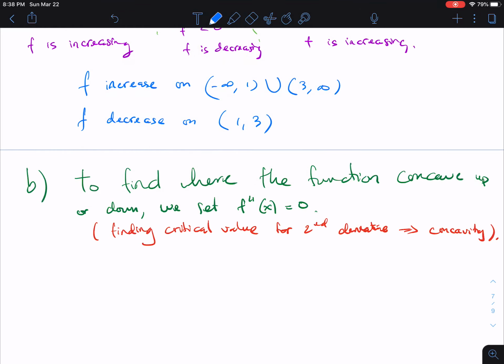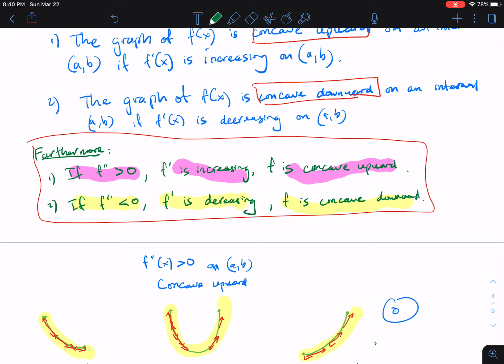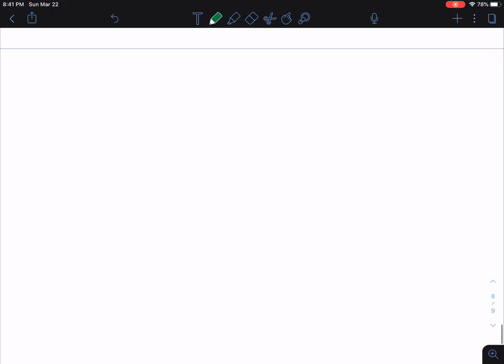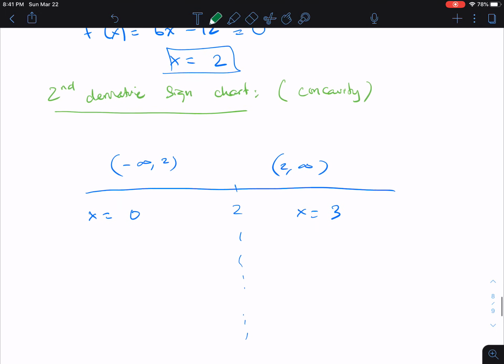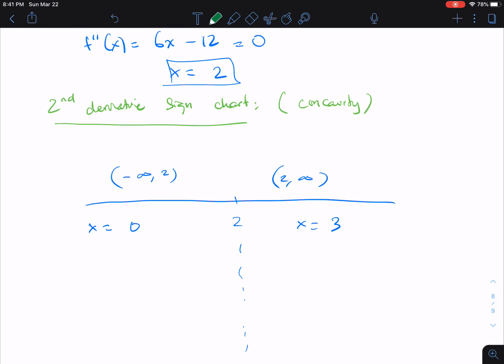Now notice that you can do this in one single chart, with the second derivative, then the first derivative, and then the function. But we break this down into 2 separate charts so you can see the steps there. All right, so let's plug these test points into the second derivative.